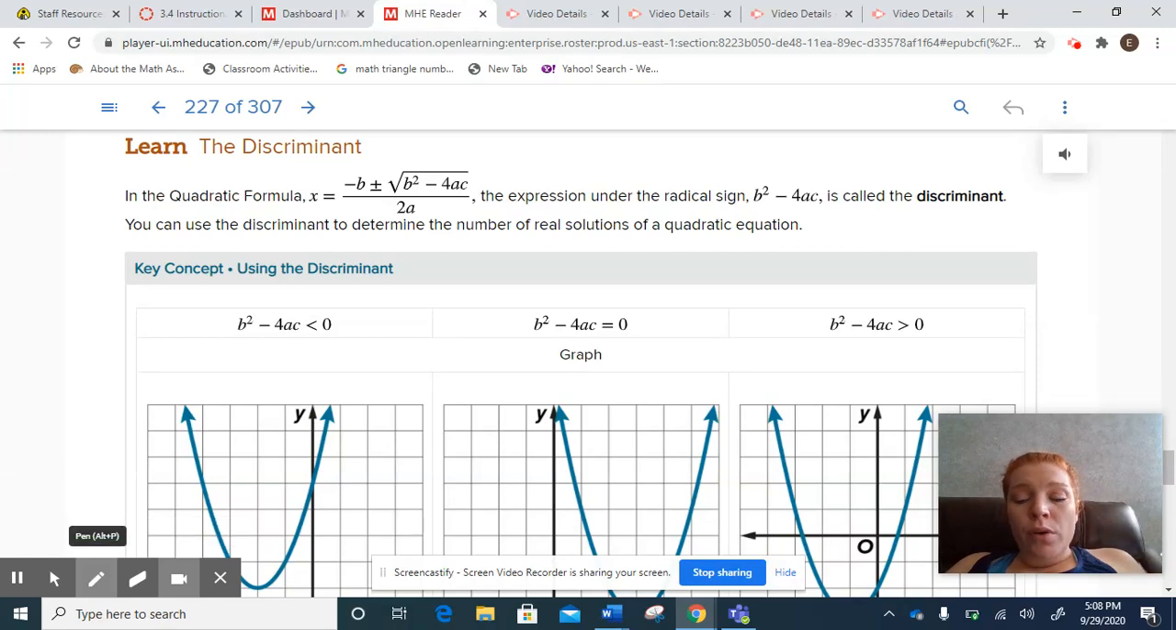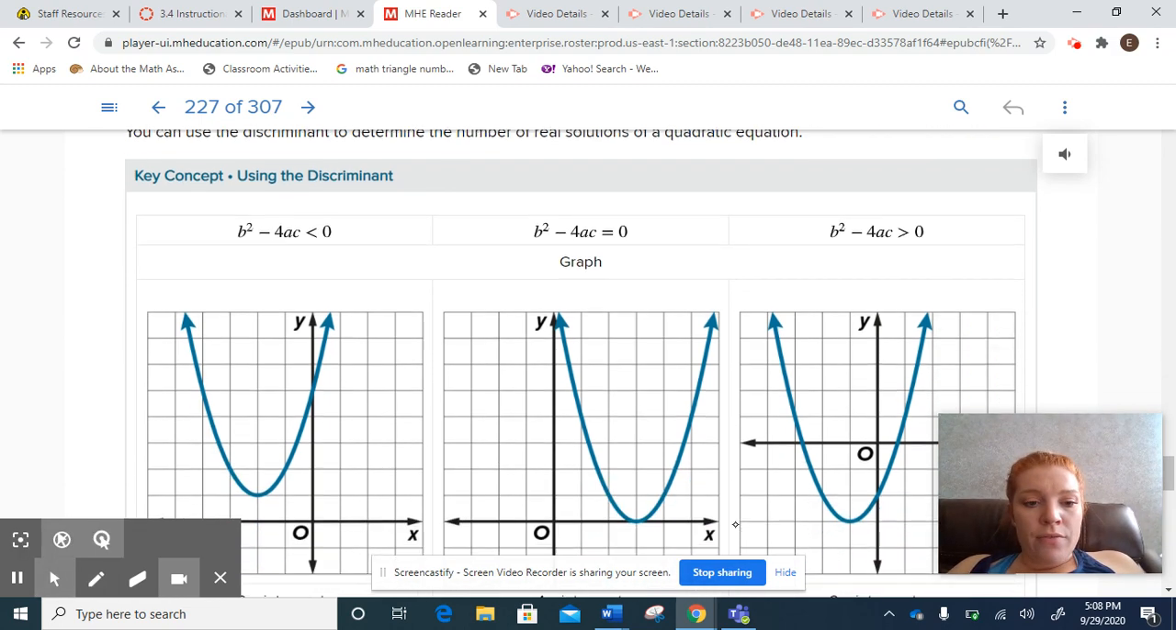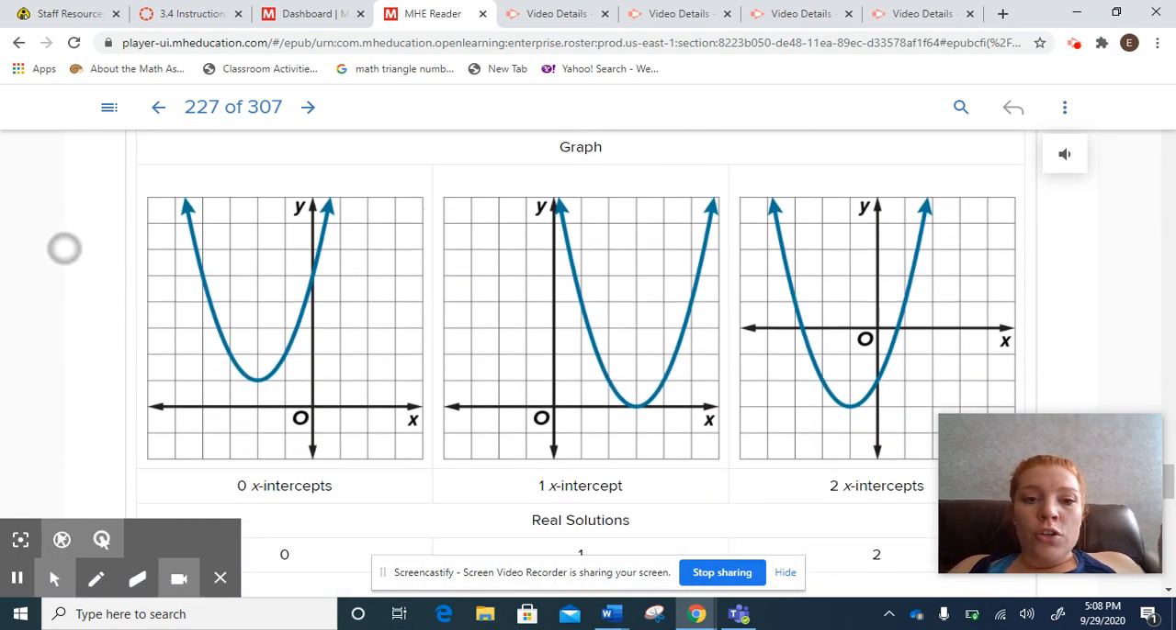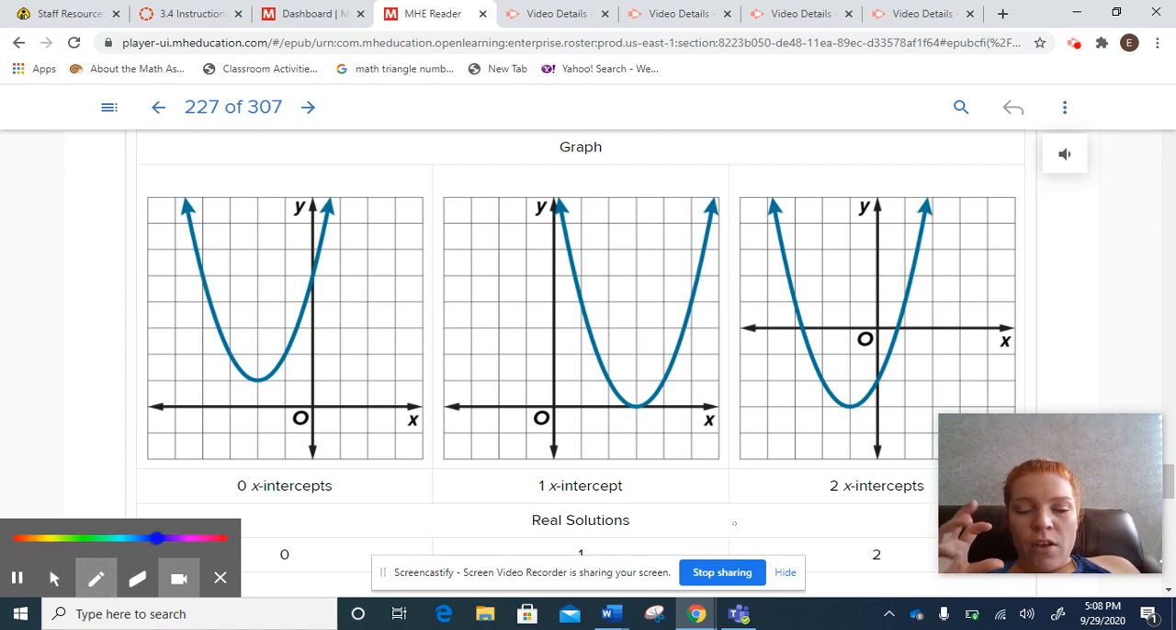As we've talked about before, there are three different options that you can have when solving a quadratic. And we talked about those on a graph. You can either have no solutions, one solution, or a double root, or two solutions. Okay.